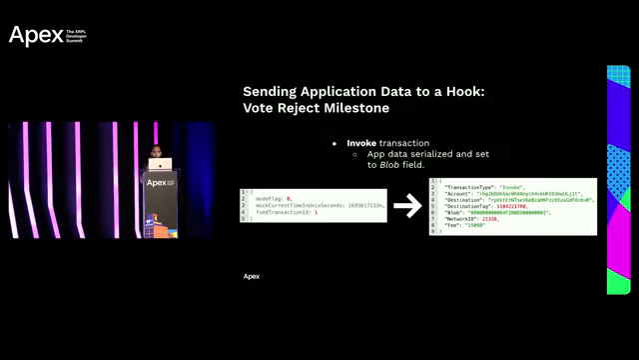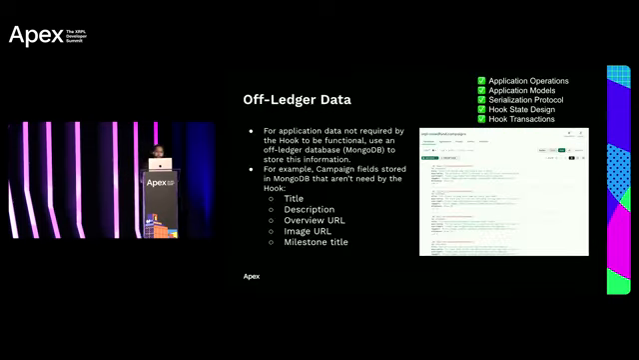And then similar for the invoke transactions, we need to encode them as well. But what I did was I just used the blob field. So for example, we have this vote reject milestone. It gets encoded into hex, and then again, it's referring to the campaign ID by using a destination tag, and then it submits a transaction.